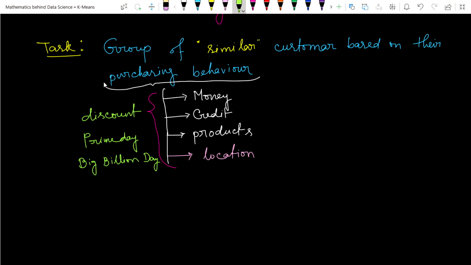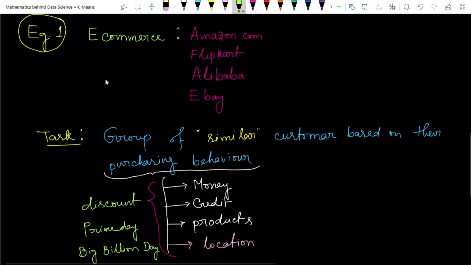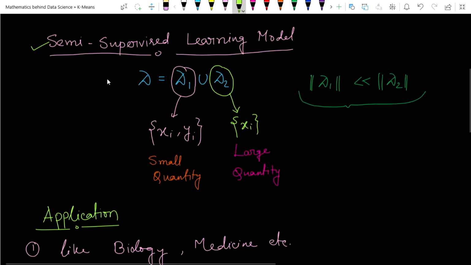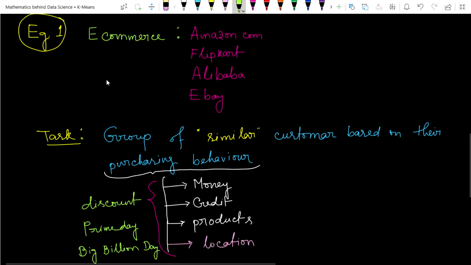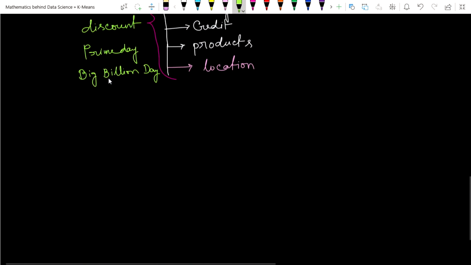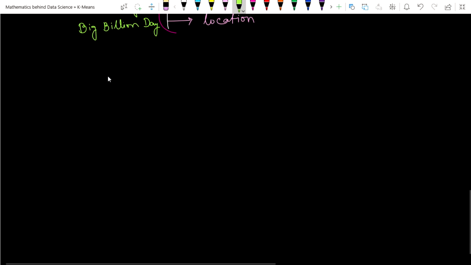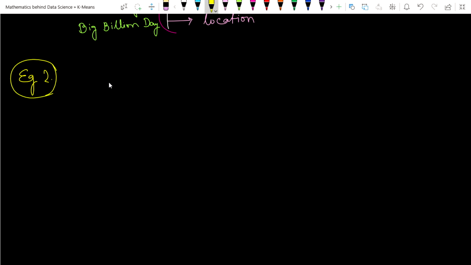This is one application of unsupervised modeling in the e-commerce world. Let's try to understand another application. Suppose let's take the example that we are going to take. Suppose we are going to take image segmentation.